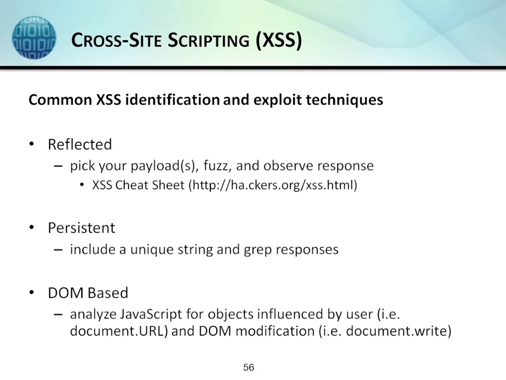And then for DOM-based, to identify these are a little trickier. Scanners are not very good at identifying these, so this is more of a manual effort. Because this actually happens in client-side JavaScript code, you might just analyze the JavaScript, looking for functions that are used to retrieve user input, such as document.url, and looking for functions that output it, such as document.write, and then trace the input to the output.